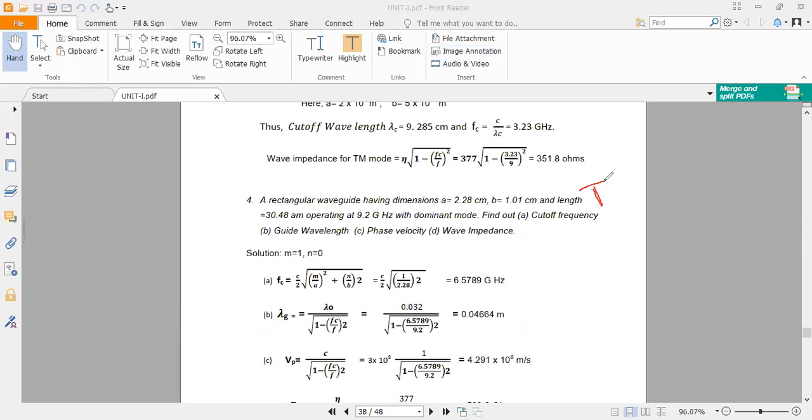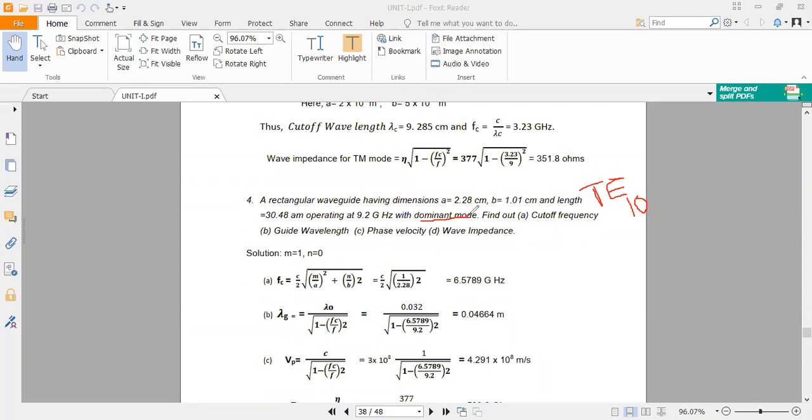What is the dominant mode in TE? Anybody can answer this question. What is the dominant mode? What is the definition of dominant mode? It is the mode having the lowest cutoff frequency, the highest cutoff wavelength. Okay. Now, what is the dominant mode for TE? TE dominant mode is nothing but 1, 0. Sometimes they won't give the mode. They'll say it like this: operating in dominant mode. Indirectly, you should assume it is TE 1, 0.